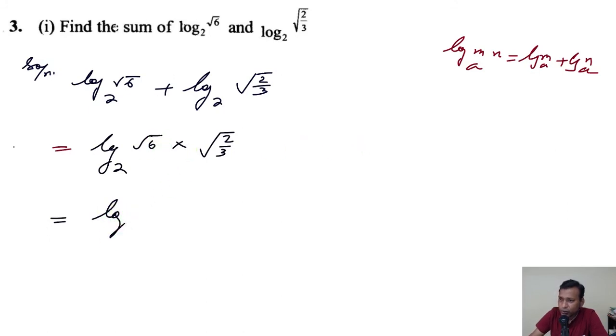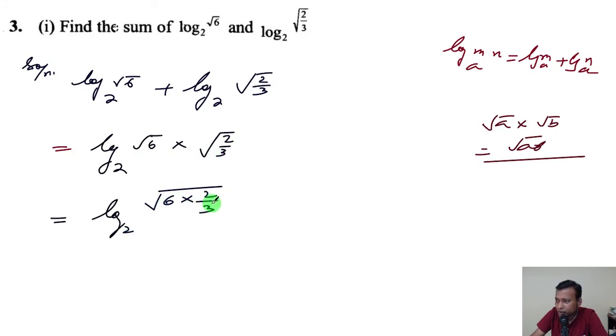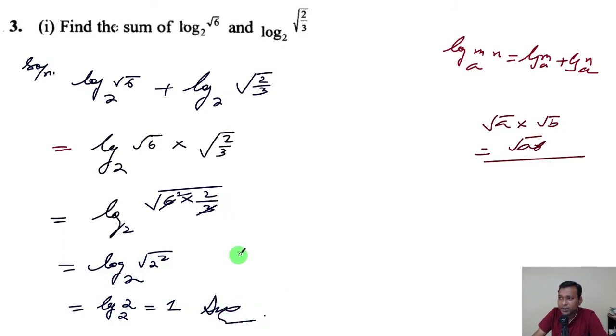Now we know that root a into root b is root over ab. Then log root 6 into root over 2 by 3 will be 6 into 2 by 3. 3 2 is 6, and this equals log of root over 2 square, which is equal to log 2 to the base 2, which will be equal to 1. So our answer is 1.